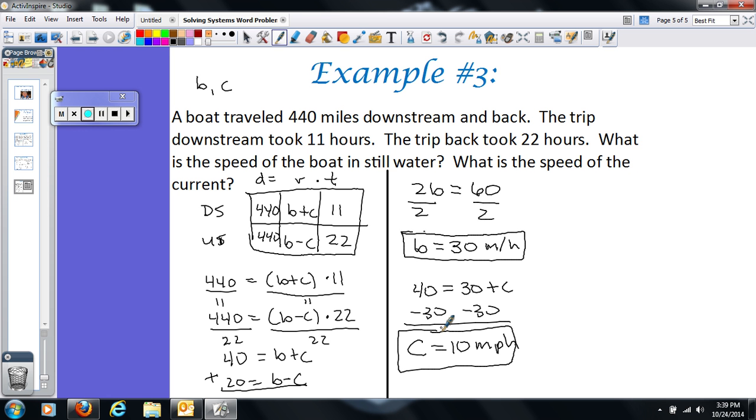Okay? I hope this helps a little bit with the word problems. Make sure you write down any questions you have. Make sure you also do your steps.